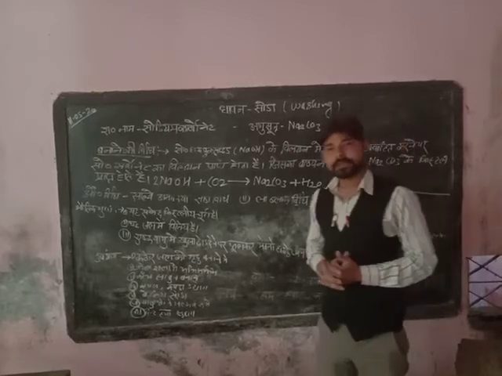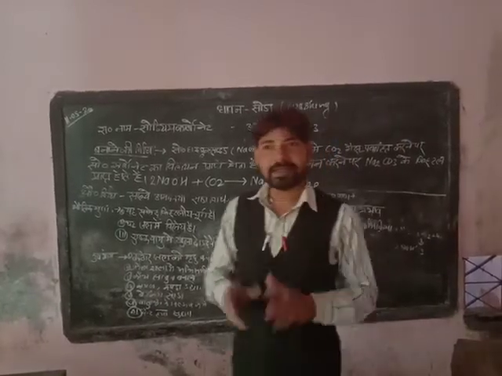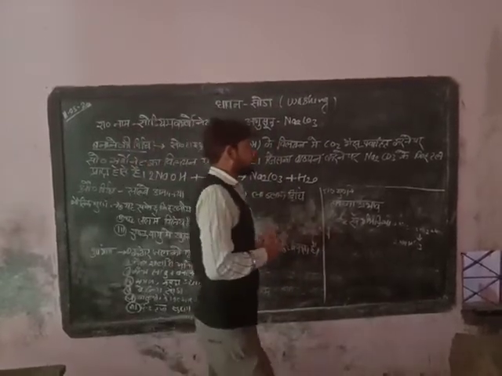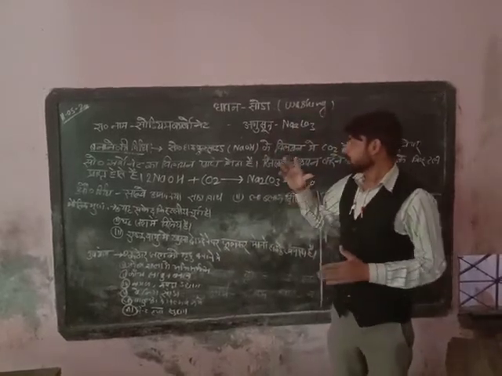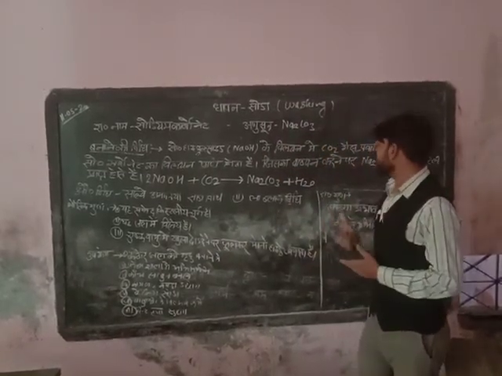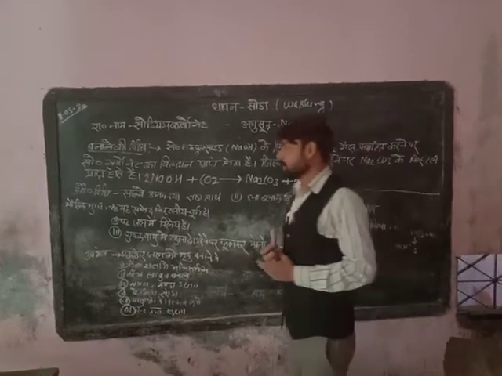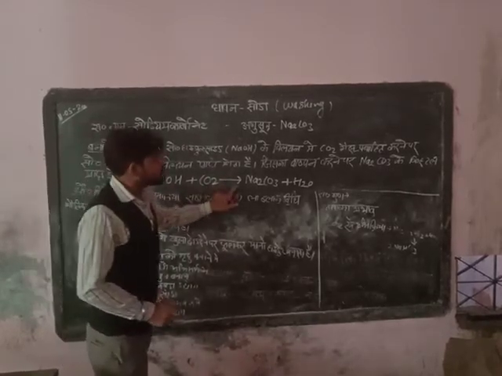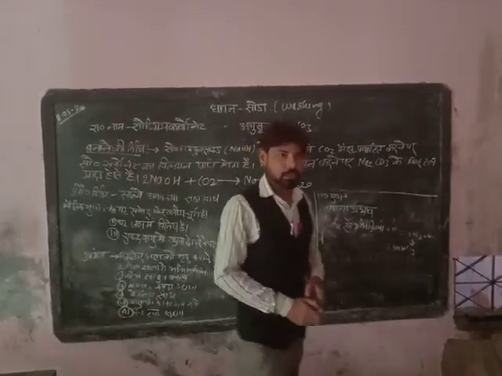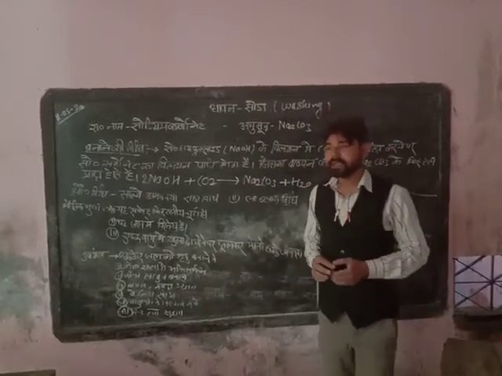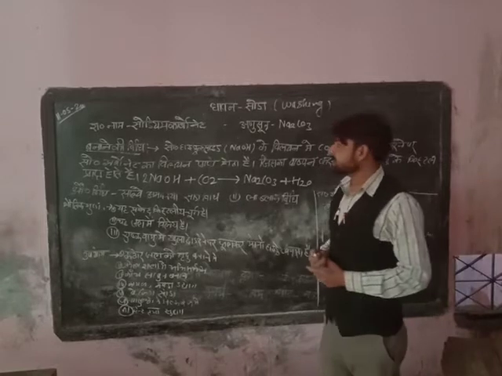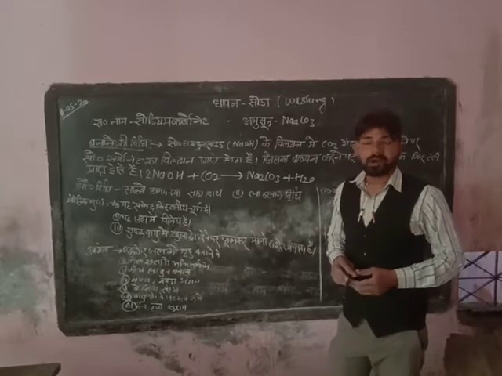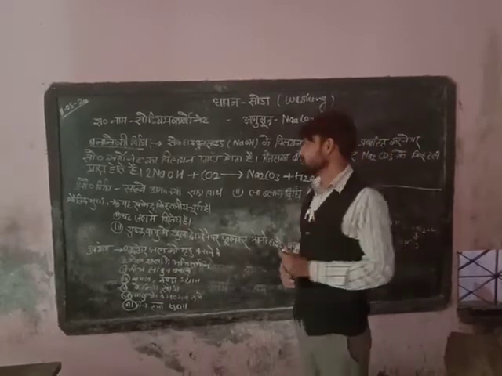You prepare washing soda in the laboratory when sodium hydroxide is dissolved into carbon dioxide. Then sodium carbonate is obtained, which is evaporated, and we obtain the crystals of sodium carbonate. The reaction is 2NaOH plus CO2 gives Na2CO3 plus H2O. That means in the laboratory, when we pass carbon dioxide gas on sodium hydroxide, a sodium carbonate solution is obtained. After evaporation, we obtain the crystals of sodium carbonate.